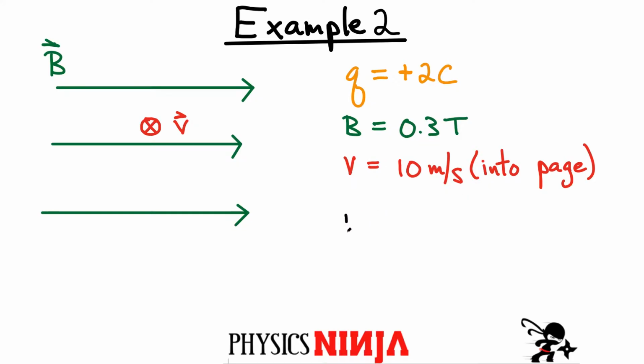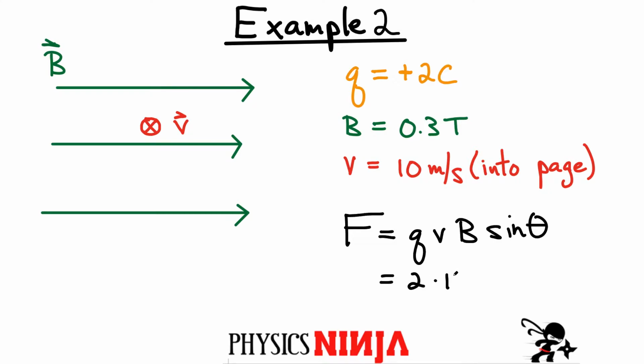Let's find the force again. The magnitude of the force is qvB sine of the angle theta. We could substitute everything. We have a charge of 2 coulombs, a velocity of 10, and a magnetic field of 0.3, multiplied by sine of 90 degrees. Again, it's 90 degrees because the field is pointing to the right and the velocity v is into the page. Substitute everything in, put that in the calculator, and you should get 6 newtons for the magnitude of the magnetic force.